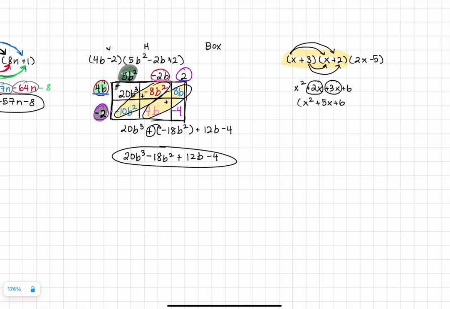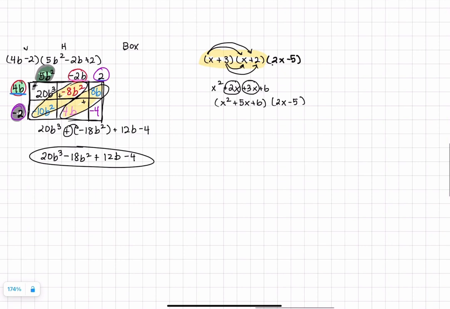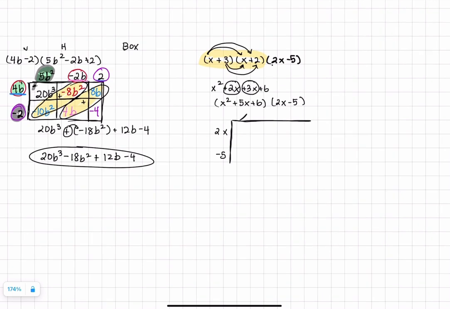Then you could multiply this whole thing by 2x minus 5. Now in this case, we could use the FOIL method, but let's use the box method to stay organized. So 2x minus 5. Let's draw our line, and another one right here. Then we have x squared, then we have 5x, and then we have the number 6. And one here, here, and here. So we just drew our box.